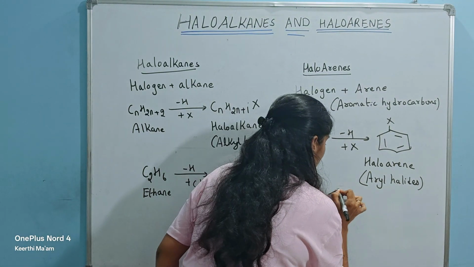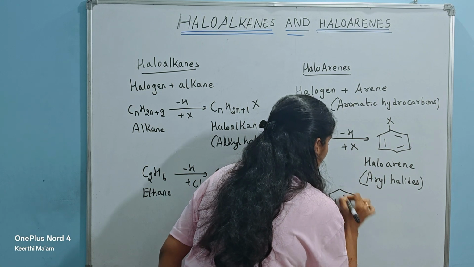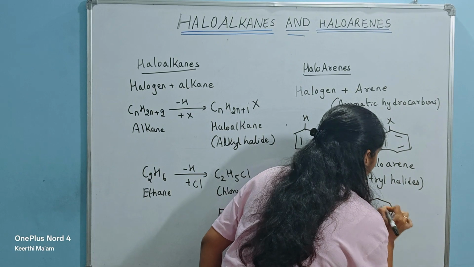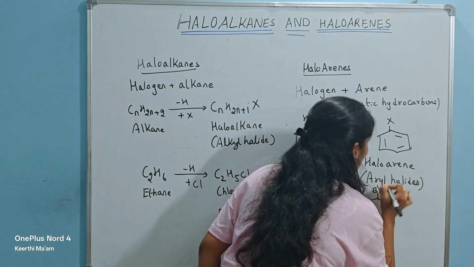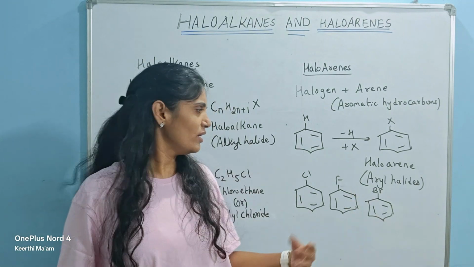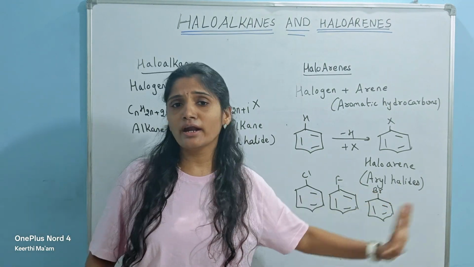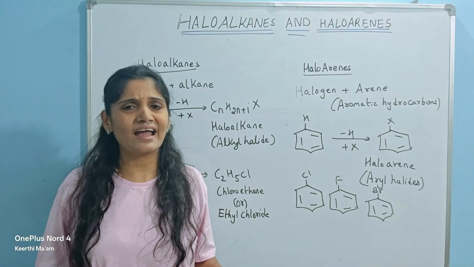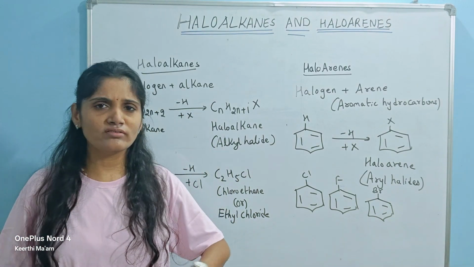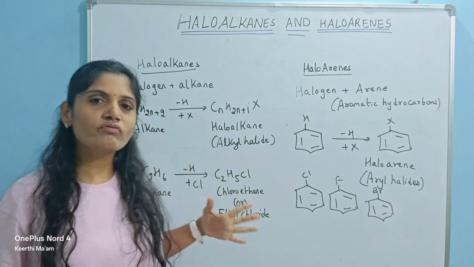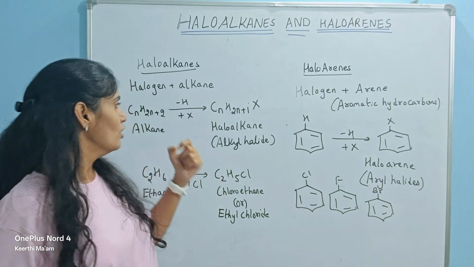If you see the examples here, you can put chlorine in place of X and get chlorobenzene. You can put fluorine in the place of X and get fluorobenzene. You can write bromine in the place of X and get bromobenzene. Like this it goes on. You can replace it with iodine and get iodobenzene. So this is your brief introduction of what exactly are haloalkanes and haloarenes. Haloalkanes are formed when you remove one hydrogen from alkanes and put a halogen.